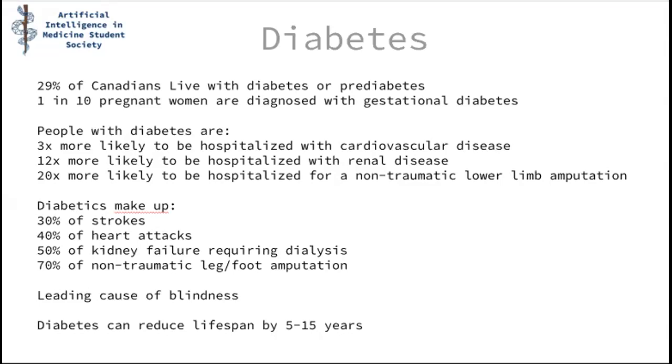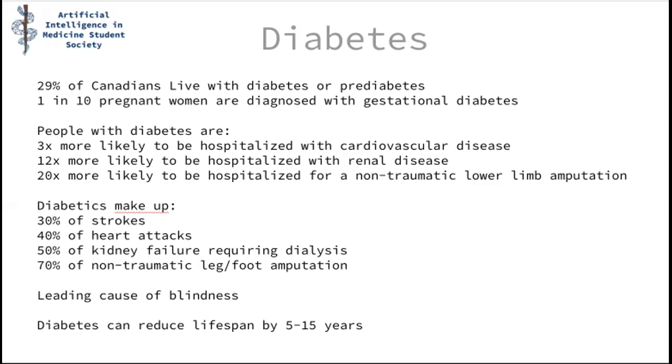And again, it's a very common thing. So 29% of Canadians live with diabetes or prediabetes, and 1 in 10 pregnant women are diagnosed with gestational diabetes. People with diabetes are 3 times more likely to be hospitalized with some sort of cardiovascular disease, 12 times more likely to be hospitalized with renal disease, and 20 times more likely to be hospitalized for a non-traumatic lower limb amputation. So you get one of your limbs cut off, not because it got crushed or because you're in an accident, but simply because you have diabetes and you had an ulcer that didn't heal, and now you have an infected or necrotic foot.